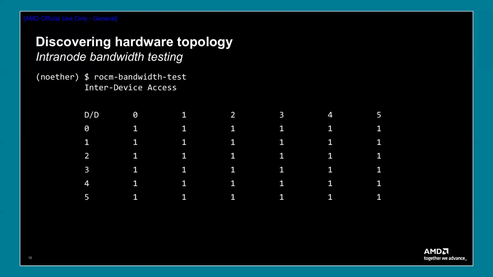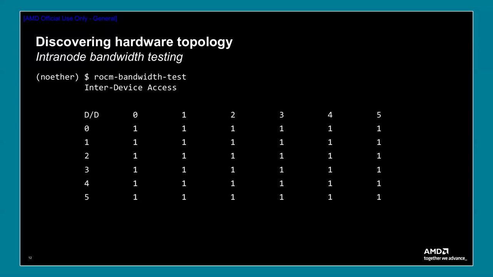The first one is nothing really special. The first set of output is called the inter-device axis. It just gives you a 1 if there's a connection from one device to another. So if I go along this top row, I've got devices 0 through 5. So my 2 CPUs are 0 and 1, and then the GPUs are 2 through 5.